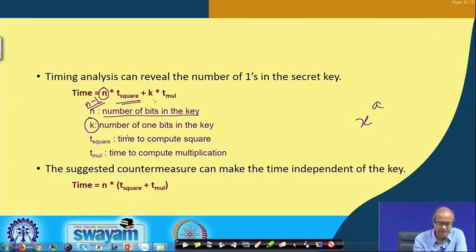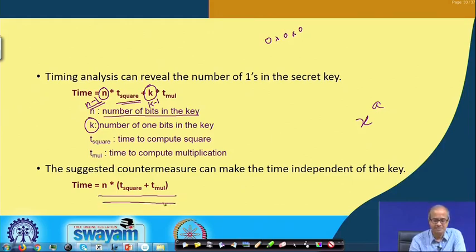Similarly, this will actually be k minus 1, because if there are 3 ones, you are multiplying 3 things, so you will be needing 2 multiplications, right. And t square is the time to compute a square, t mul is the time to compute a multiplication. But if we include the dummy multiplication step, your time will become something like this. This will be independent of k. This is what we want. We want that the time should not depend on k. This is what we have achieved by introducing that countermeasure.